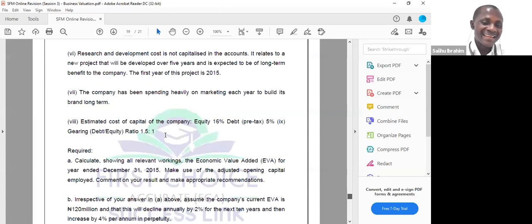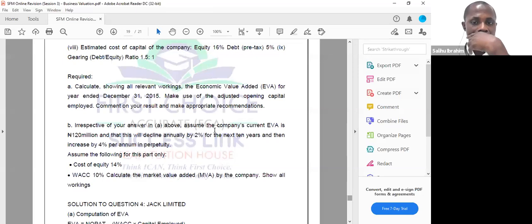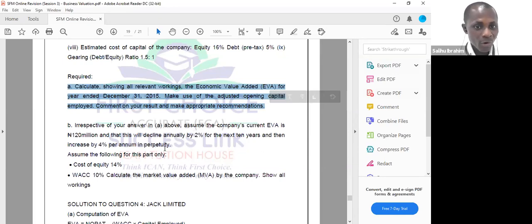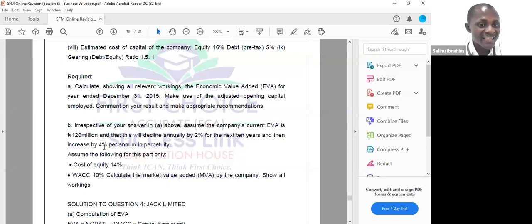Irrespective of your answer in A above, assume the company's current EVA is 120 million and that this will decline annually by 2% for the next 10 years. Our current EVA now is what? We are not using the one we have in A, because the one we have in A is negative. We cannot use it to calculate market value added. So assume the current EVA is 120 irrespective of your answers in A, and that it will decline by 2% for the next 10 years and increase by 4% per annum in perpetuity.